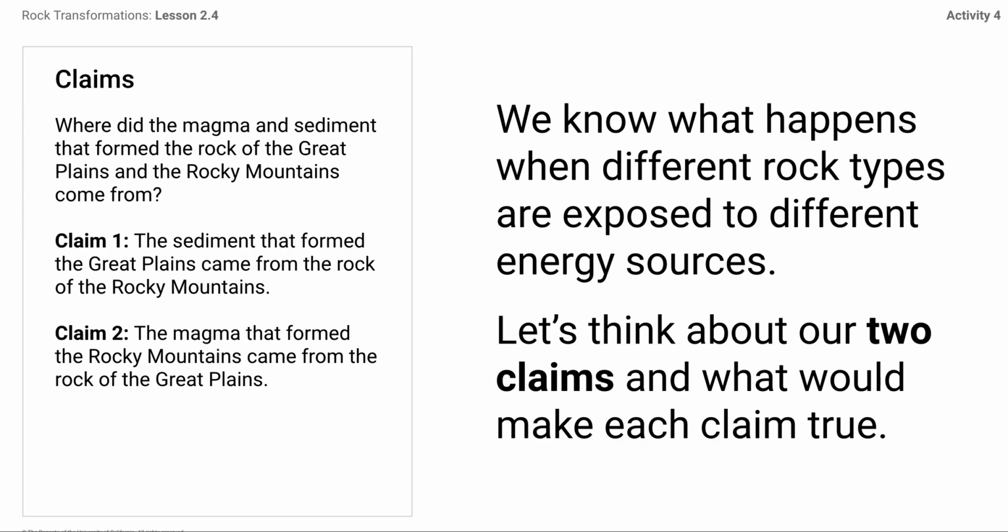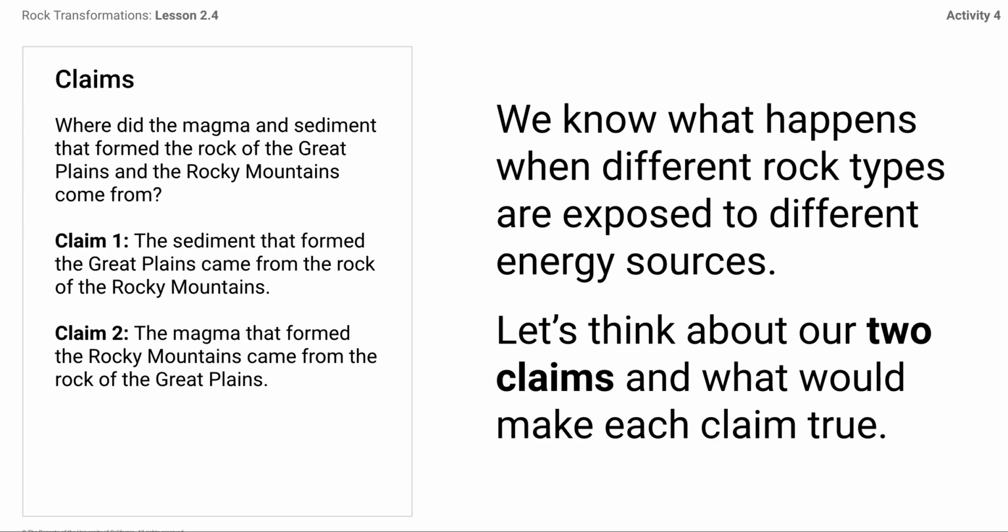Claim number 2 says the magma that formed the Rocky Mountains came from the rock of the Great Plains. So the rock of the Great Plains had formed, and then there was subduction at a convergent plate boundary. The Great Plains rock went down below, that plate went below the upper plate. That Great Plains rock melted, became magma, and then at some point in time, there was a cooling and hardening above the surface of the earth, and that's what created the Rocky Mountains.